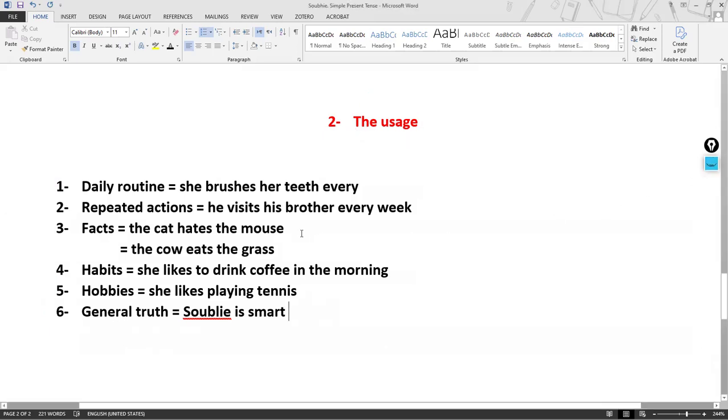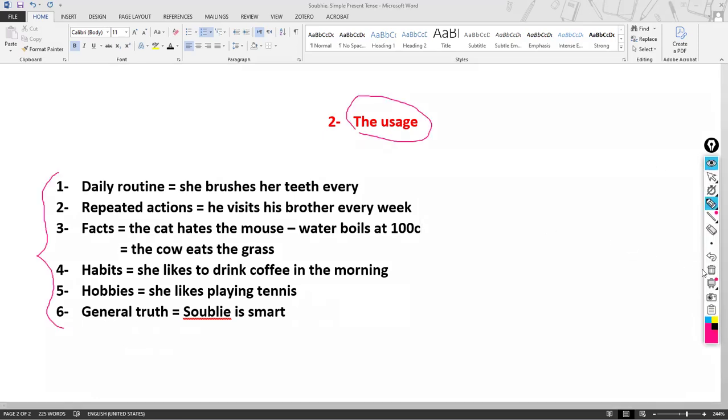Bravo. This is a fact. A fact that cannot be changed. I can say, water boils, I added S, at 100 degrees Celsius. Bravo, Subhi. Okay. Why? Because all the time, even after millions of years, water still boils at 100 degrees.